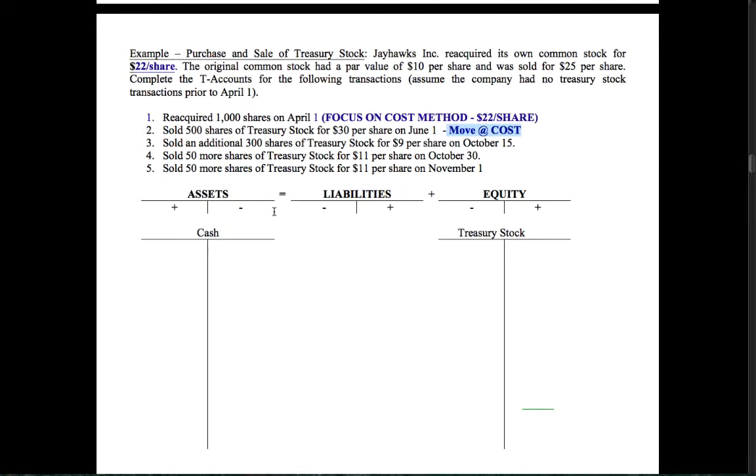Okay, first up, entry number 1. So we reacquired 1,000 shares on April 1st. When we sold these shares, they were sold for $25 per share at a $10 par value. However, we know from the previous page that under the cost method for treasury stock, you reflect the balances in the treasury stock account at the cost paid to acquire the shares back, not the original price.